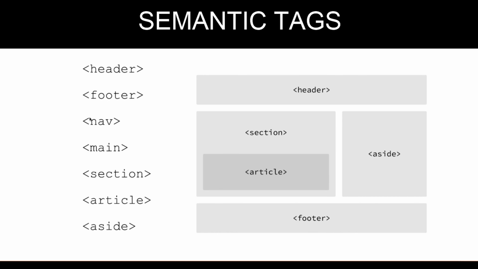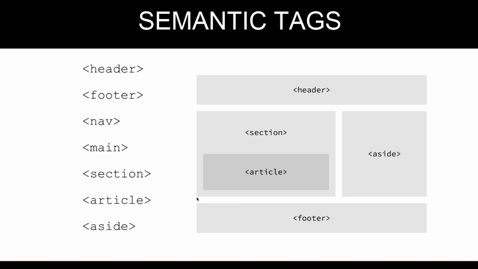Next we have nav, which is used for navigation. I don't have an example on this, but let's say you have a nav bar here, which would be a UL, an unordered list, and then you'd wrap it in the nav tag, okay? Or maybe you have a side menu, which is a UL that you wrap in a nav tag.